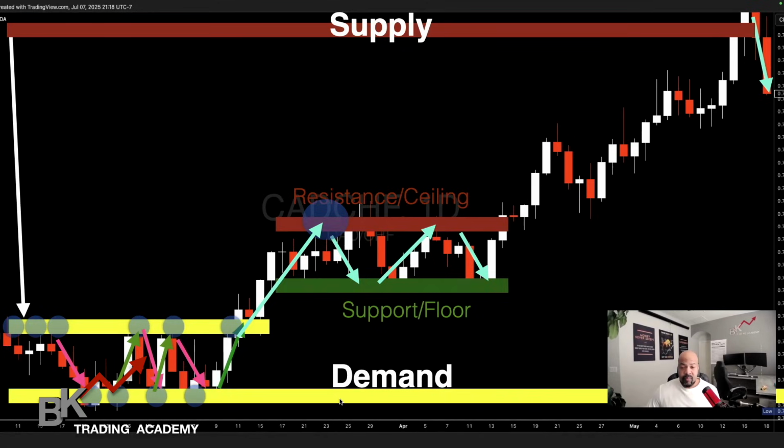This here, our demand, is at the higher time frame where a trend reversal starts. So our demand is when an uptrend first begins. Supply is when a downtrend first begins. Our support levels are within our supply and demand levels. Our resistance levels are within our supply and demand levels. So it's housed inside our supply and demand level. But whenever you find a supply and demand level, it is a trend reversal.